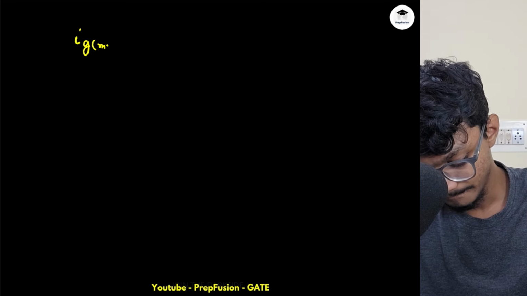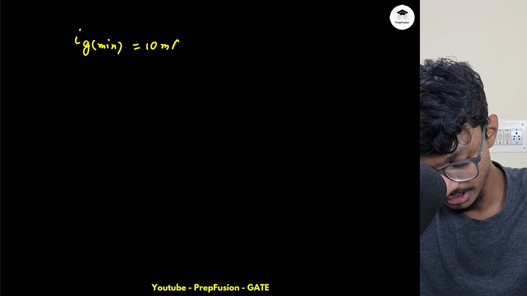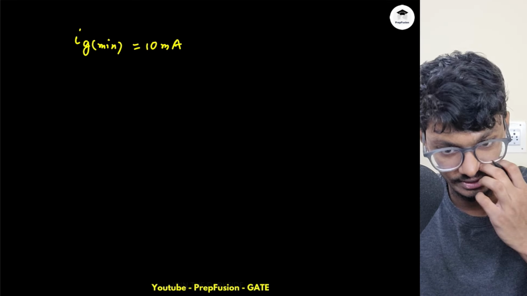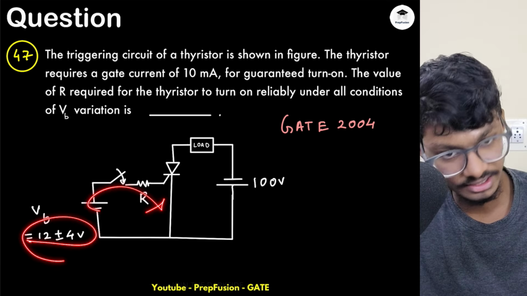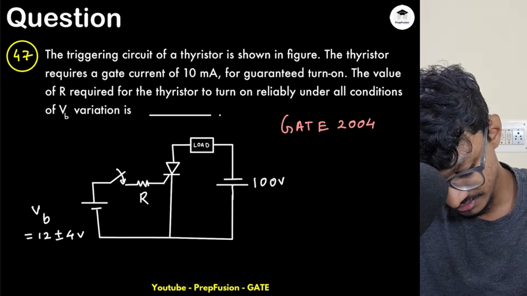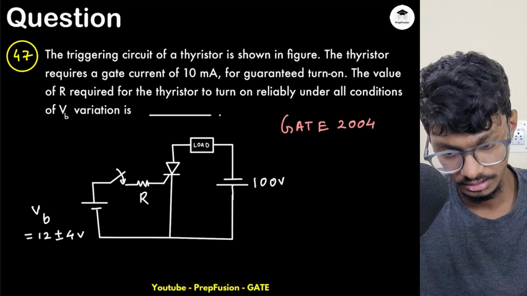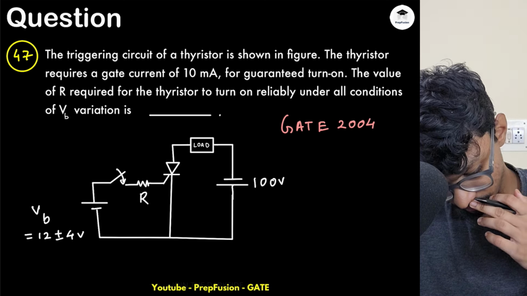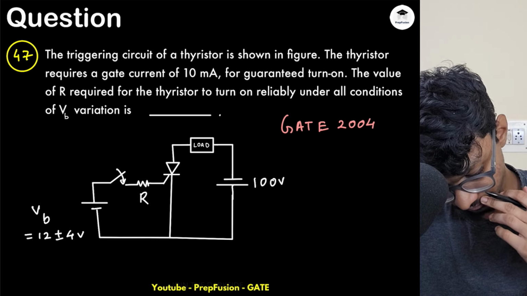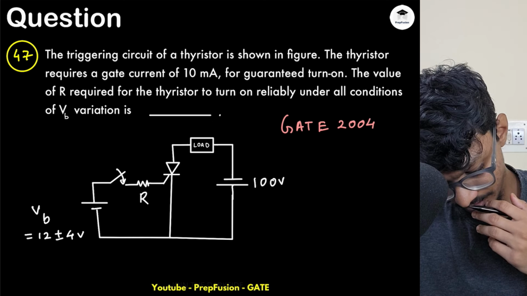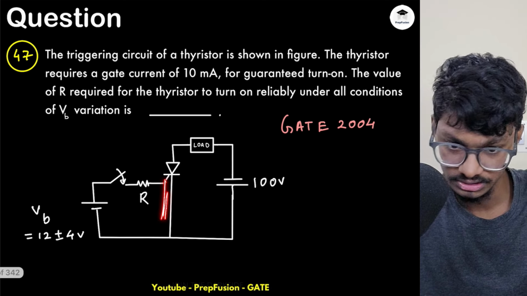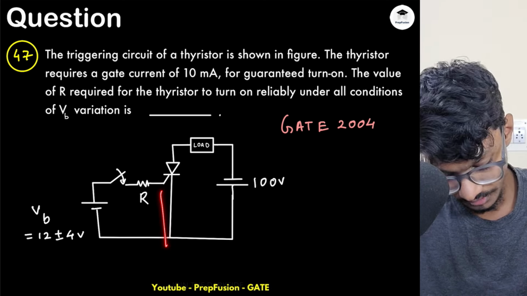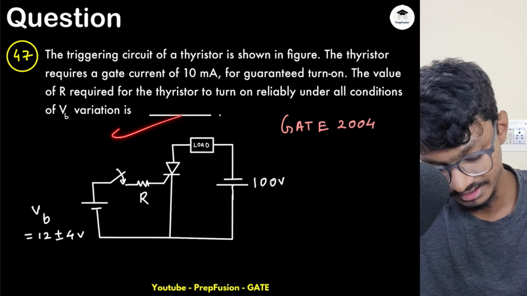So here they have given me the value of IG min as 10 milliamperes. It needs a minimum of 10 milliamperes of current. So obviously, when the supply voltage is minimum, then only the gate current will be minimum, because they haven't provided me with any variation of the gate voltage. Minimum gate current it needs is 10 milliamperes. They haven't provided any drop across this gate to cathode voltage, so I will assume this has zero drop.